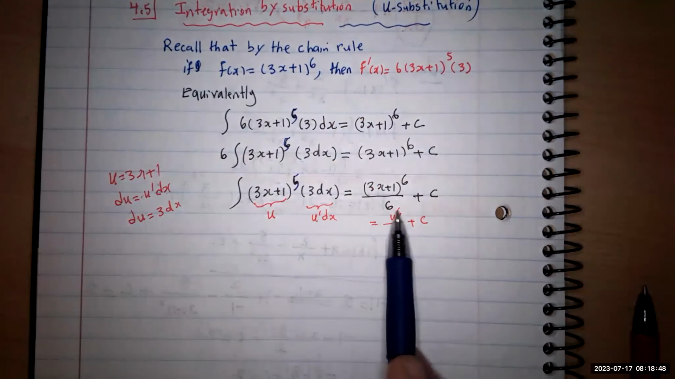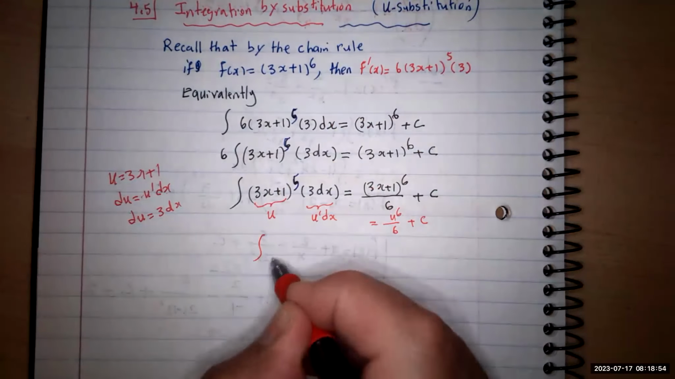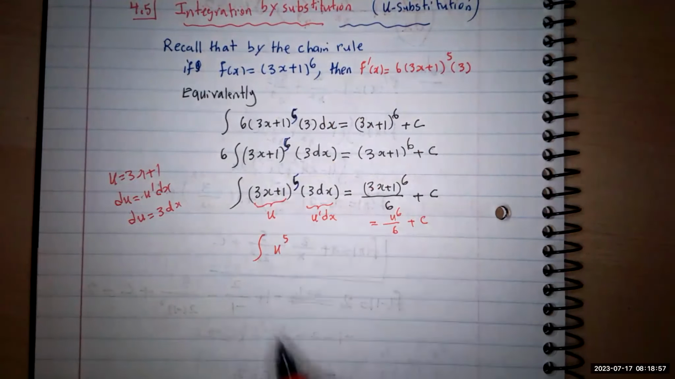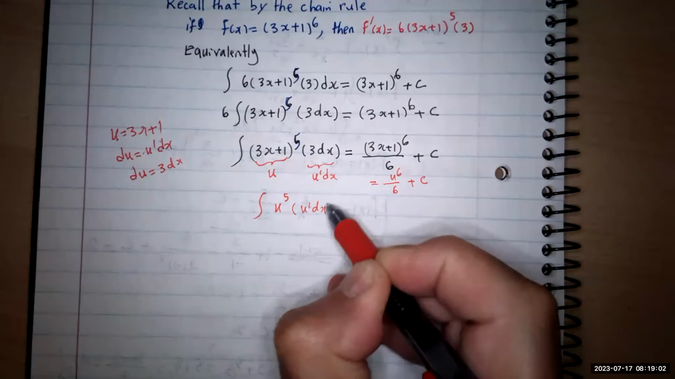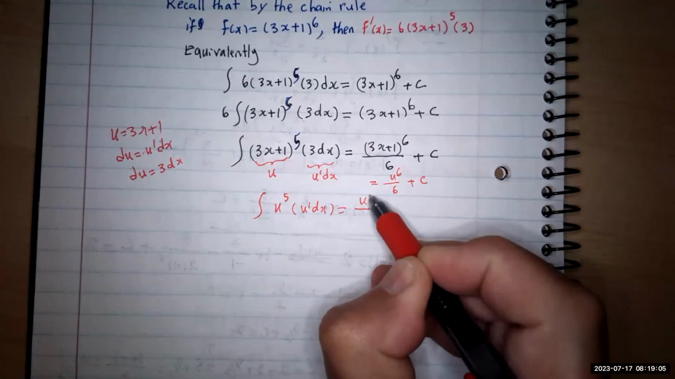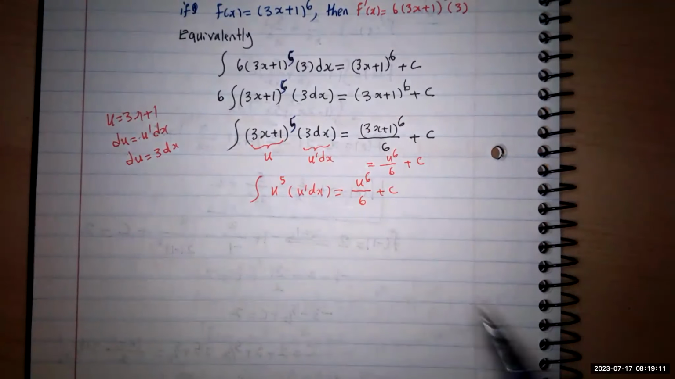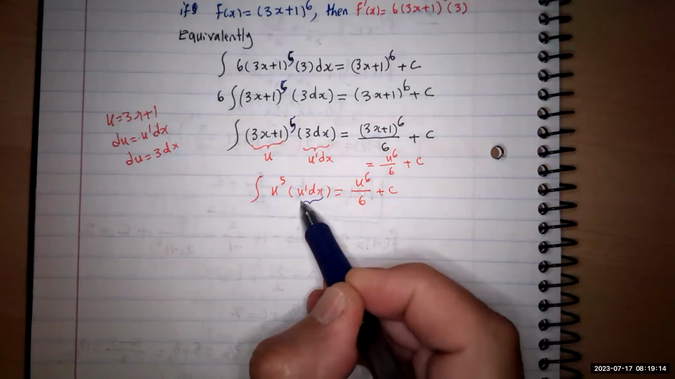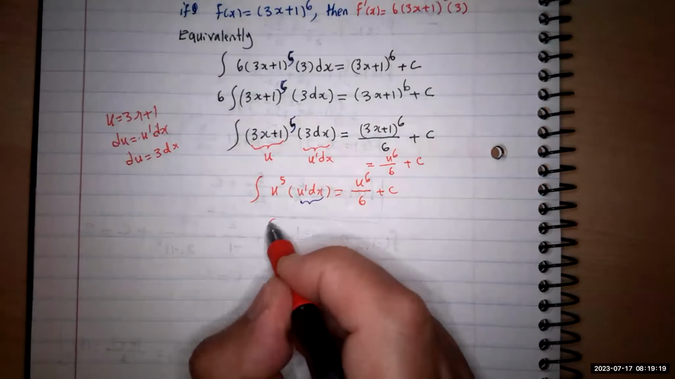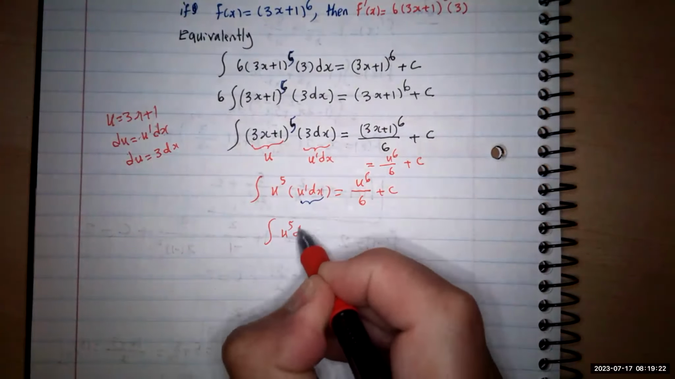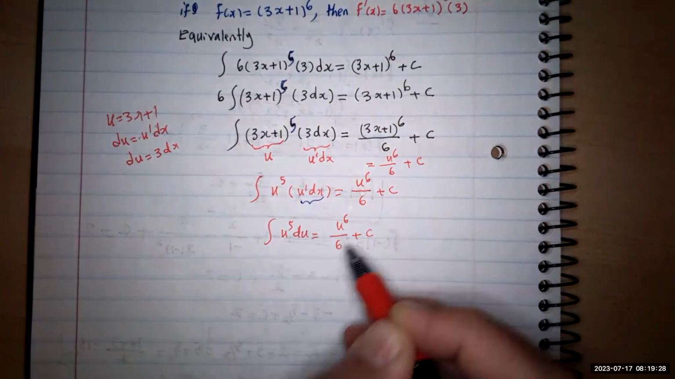So in the language of u, if you change it to the u form, what's going to be the result? I have the integral of u to the 5th times u prime dx, and this is going to be simply u to the 6 over 6 plus c. But u prime dx is just the differential of u. Remember, this is the du. So what I have is the integral of u to the 5th du, which is equal to u to the 6 over 6 plus the constant c.